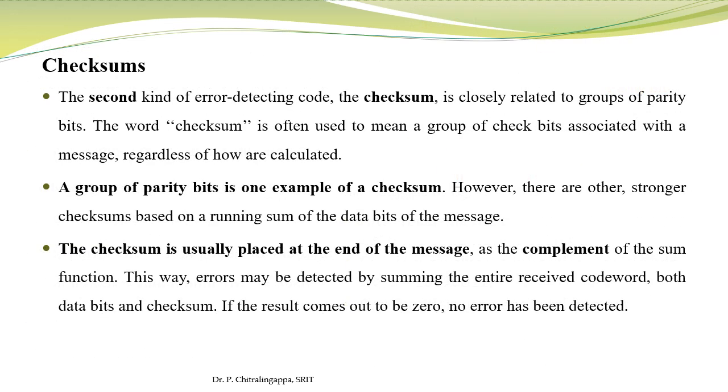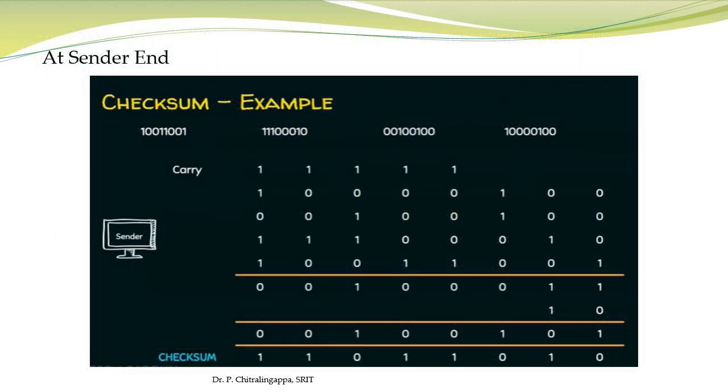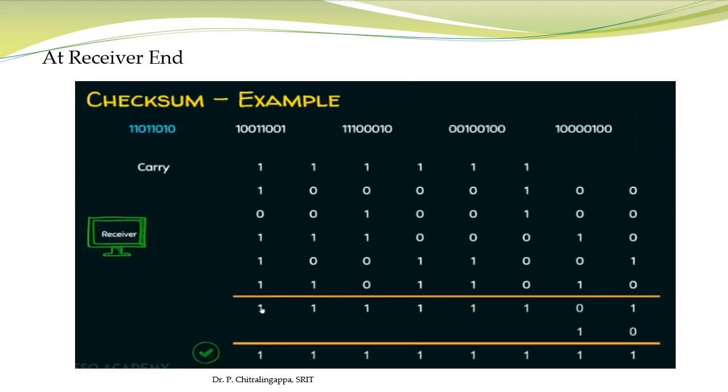The checksum is nothing but check plus sum. At the sender end, whatever message is given to you, you can sum all that information. You will get some carry. Again, you can add that carry to your original message. Then you apply the complement. Once complemented, you get this message. This is called a checksum. Now add this checksum to the original information and pass it to the receiver end.